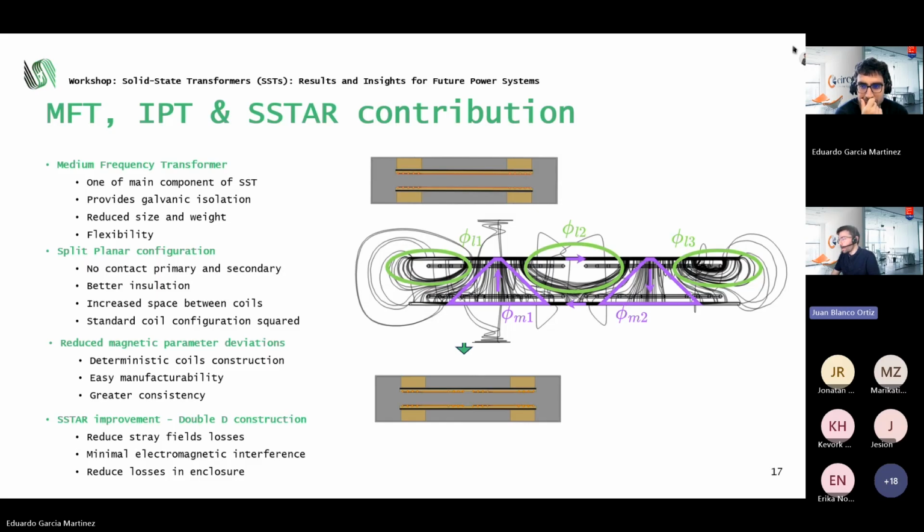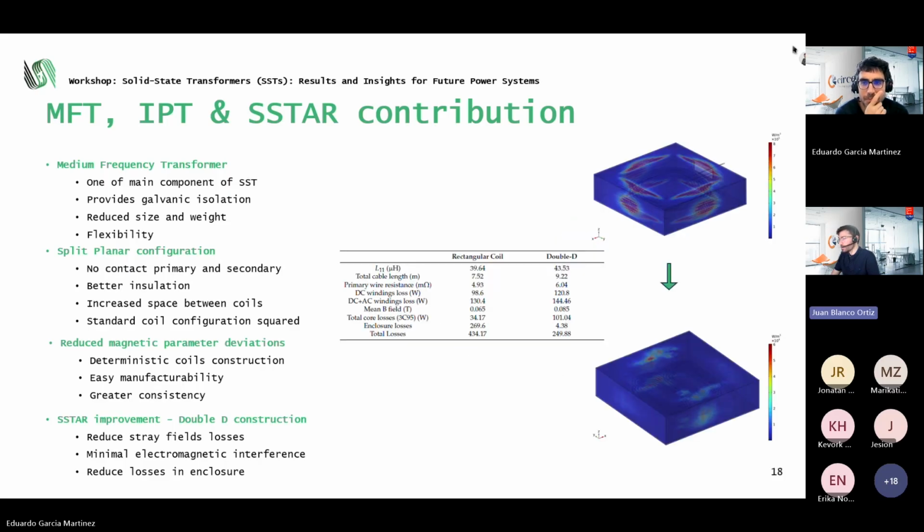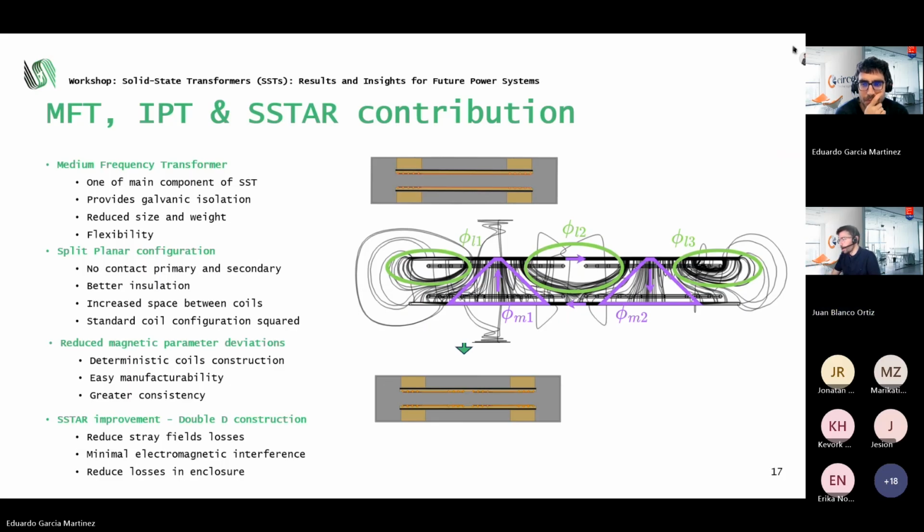in which the purple is the magnetizing flux, which is the link between primary and secondary, and the green areas are the leakage areas. As you can see, the leakage areas are mainly almost in the middle and some part of it on the sides, but the main part is in the middle.